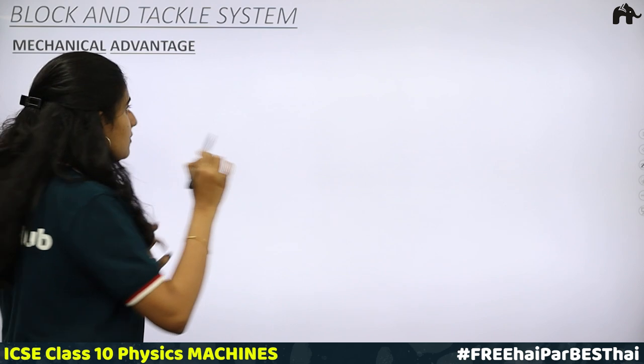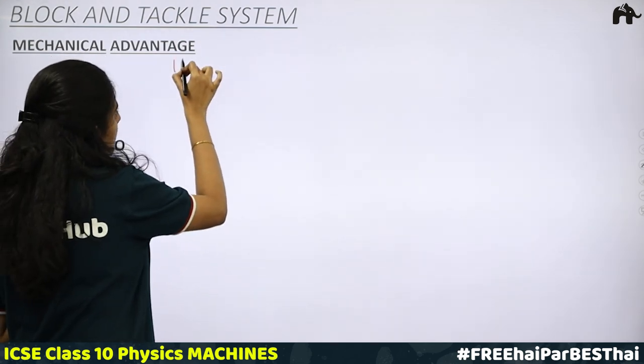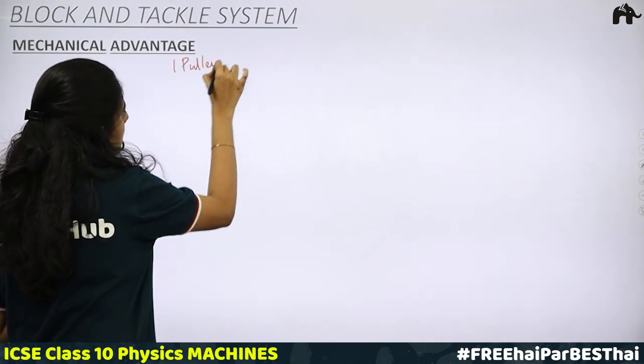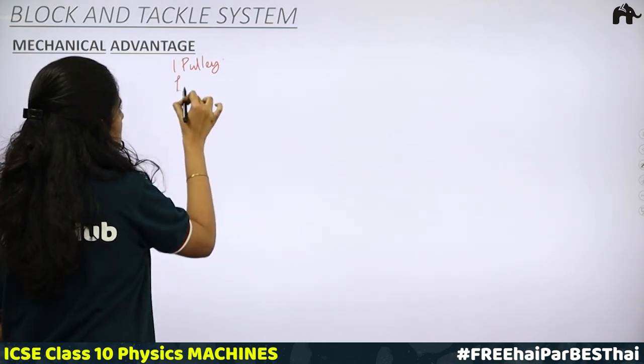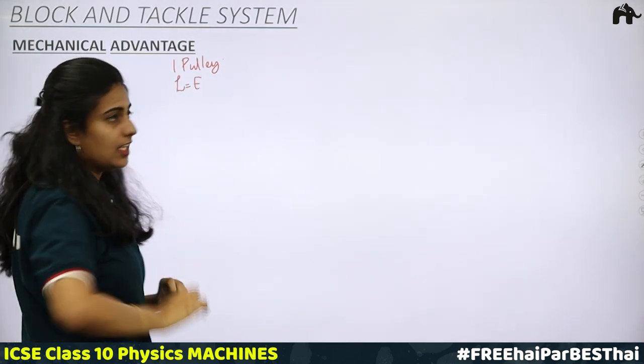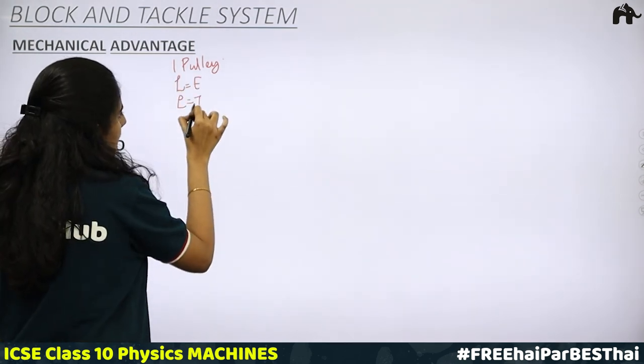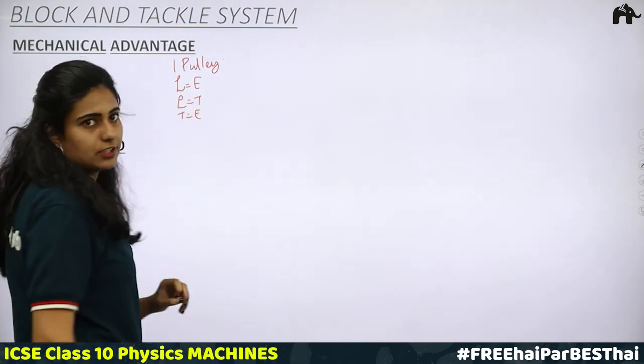Clear? Now let us find the mechanical advantage, velocity ratio and efficiency in case of a block and tackle system. We have seen the different cases. In the first case, that is when one pulley system was used, we found that the load is equal to effort. Okay, load creates a tension and the same tension is the effort.